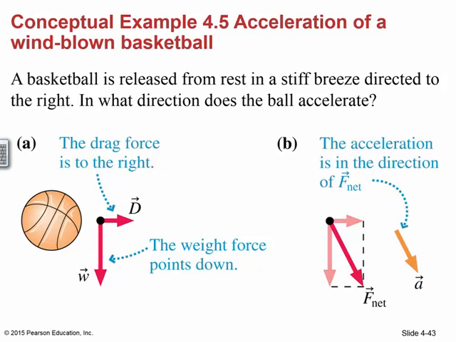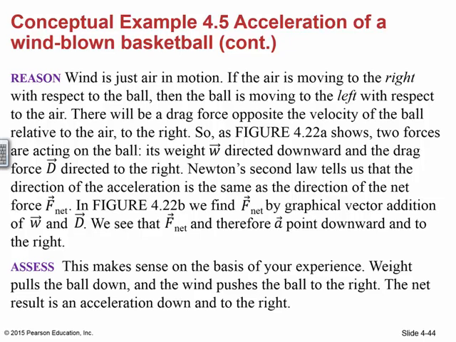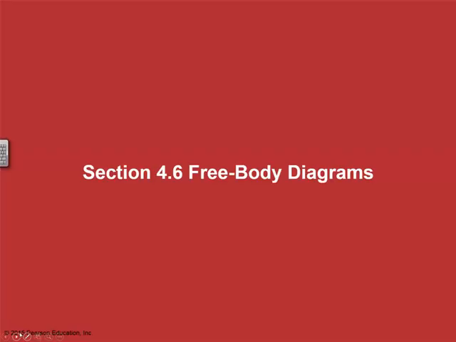Real easy, all right? Notice, acceleration of a wind-blown basketball. If you drop a basketball from rest and a stiff breeze is directed to the right, which way is the ball going to move? Naturally, you know that the wind is going to push the ball over this way. So the actual force is going to be in that direction. And so also is the acceleration vector, because remember, acceleration and force are directly proportional to each other. If you want to read all that, fine, but I just told you why.